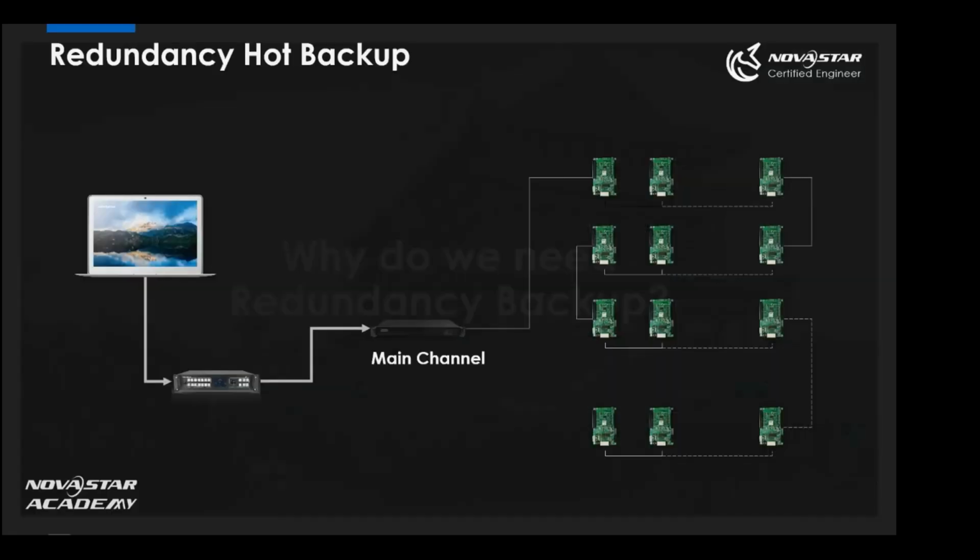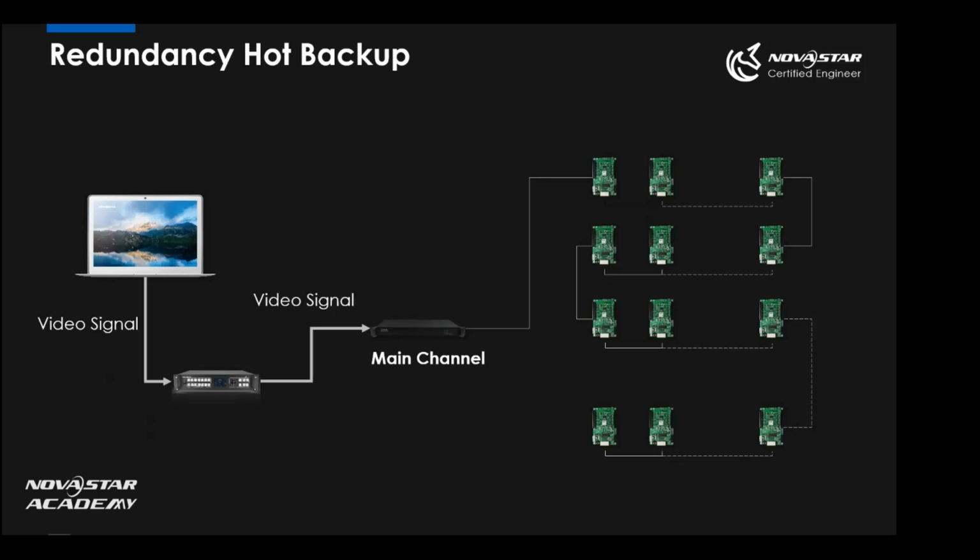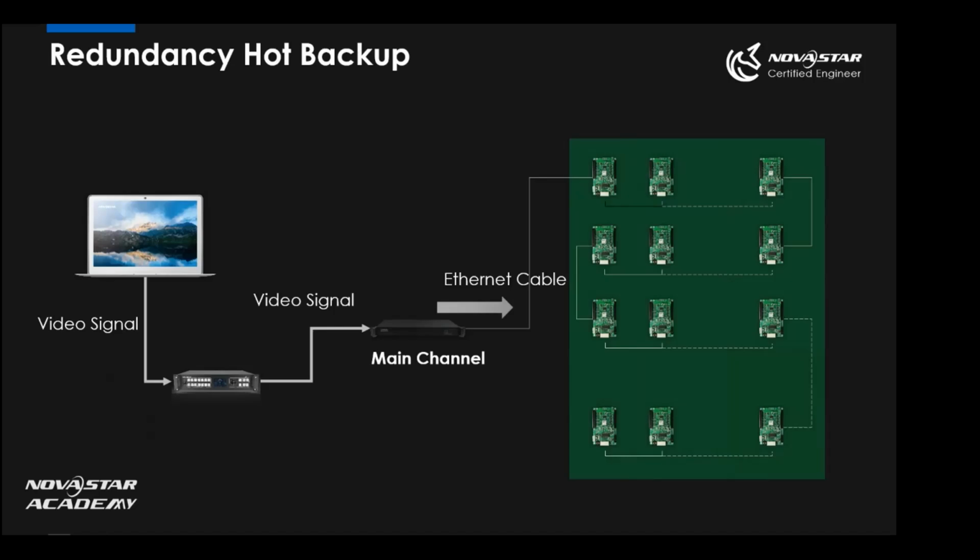This is a basic structure of an LED control system. Normally, there is only one channel from the control PC to the video processor. It provides the video signal, and the processor will give the signal to the sending card. And finally, the sending card will connect the receiving card by Ethernet cable. It will transmit the data to all of the receiving cards. And finally, the LED screen will show the correct image.